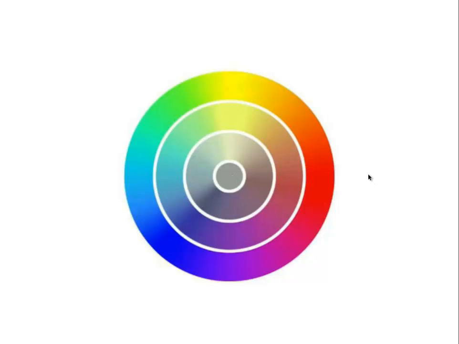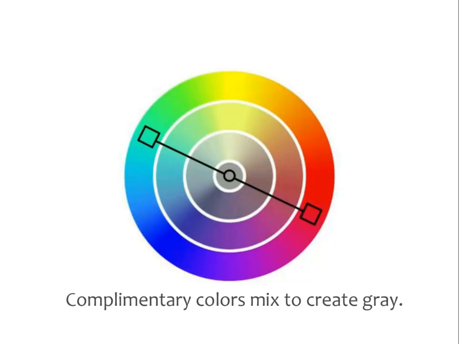So why is that? Well, we have what you call complementary colors, and complementary colors are colors residing on opposite sides of the color wheel. So in here we have our red and green. And if you mix those two colors together, they start to meet at the center and you would get gray.